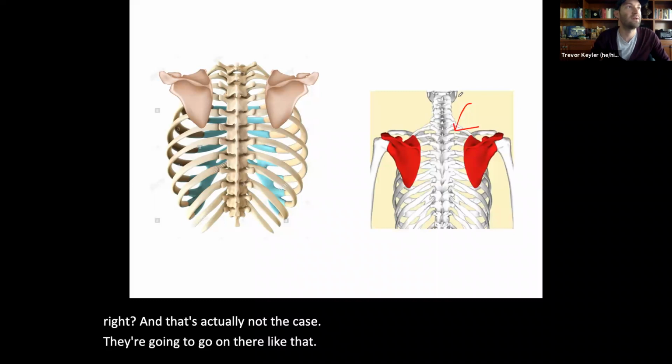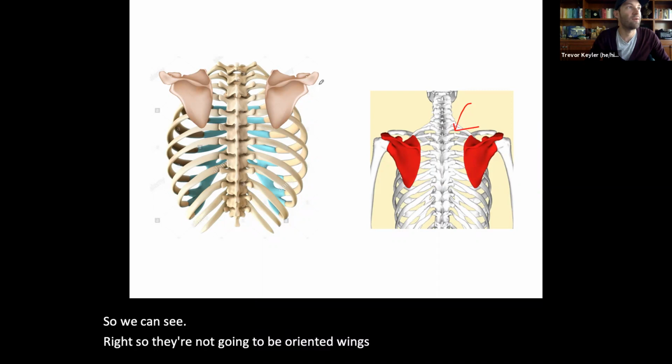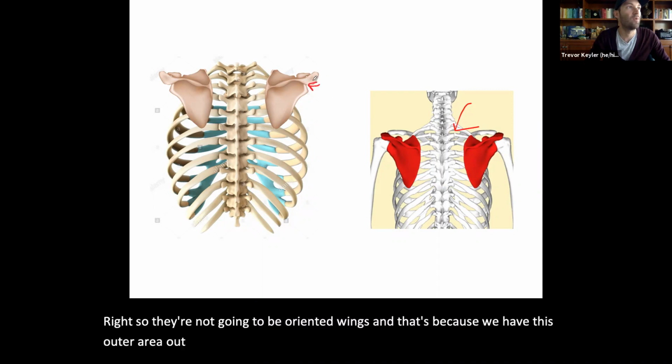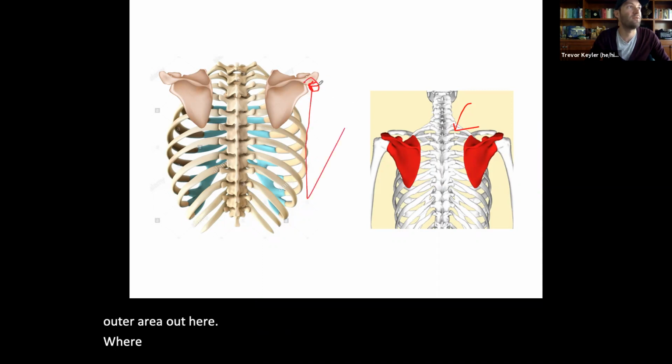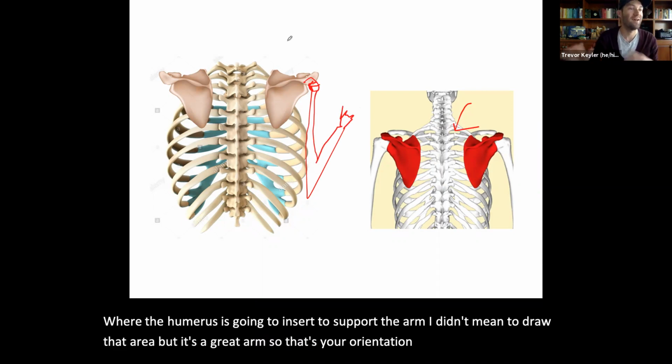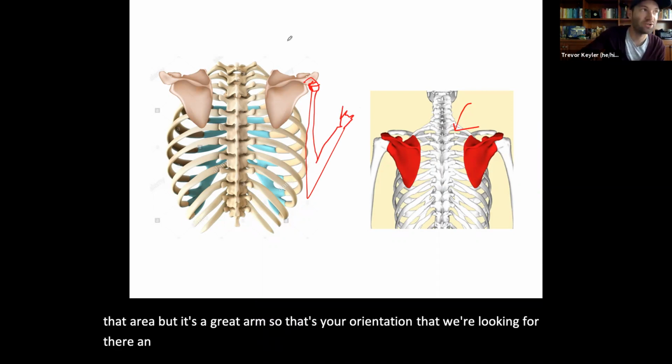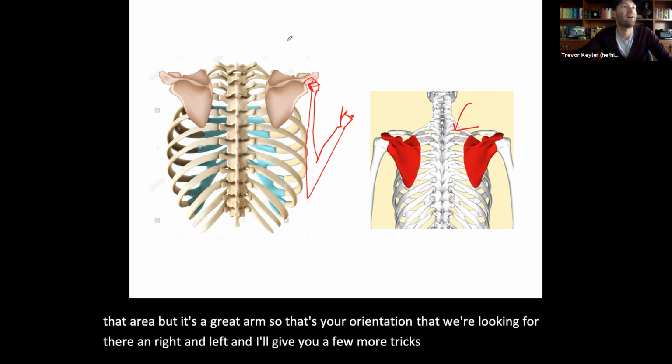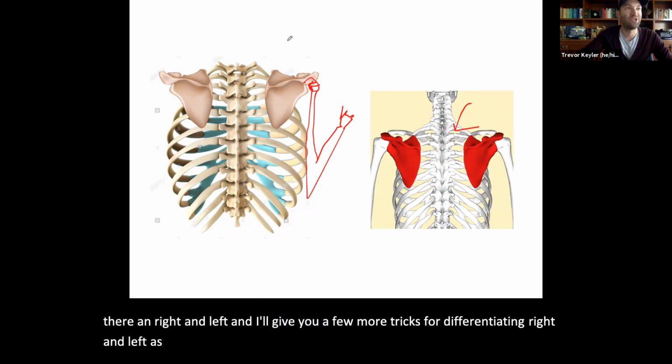So we can see, all right? They're not going to be oriented like wings, and that's because we have this outer area out here where the humerus is going to insert to support the arm. So that's the orientation that we're looking for there, and right and left. And I'll give you a few more tricks for differentiating right and left as well. But just remember, it shouldn't look like a wing.